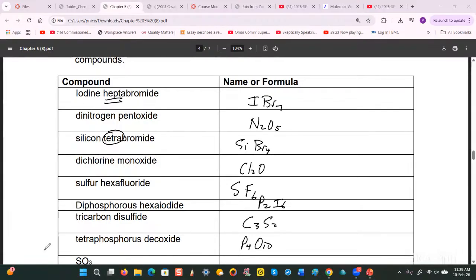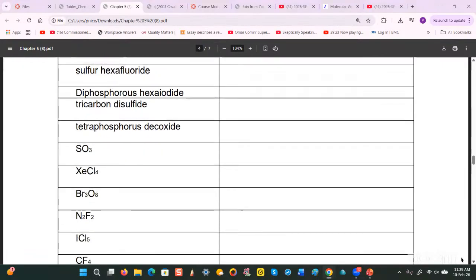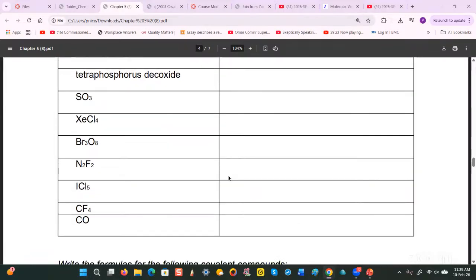So let me clear this first. Let's go down. So it's a reverse. Now they've given you the formulas and you're to give the names. All right, so let's start off with SO3. What would be the name of this compound? Sulfur trioxide. Sulfur trioxide is indeed correct.